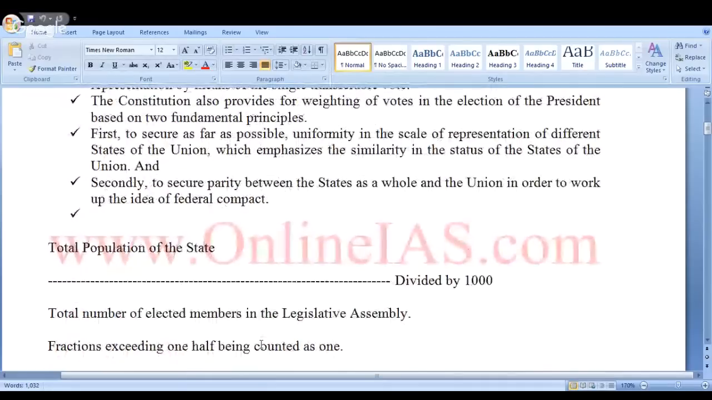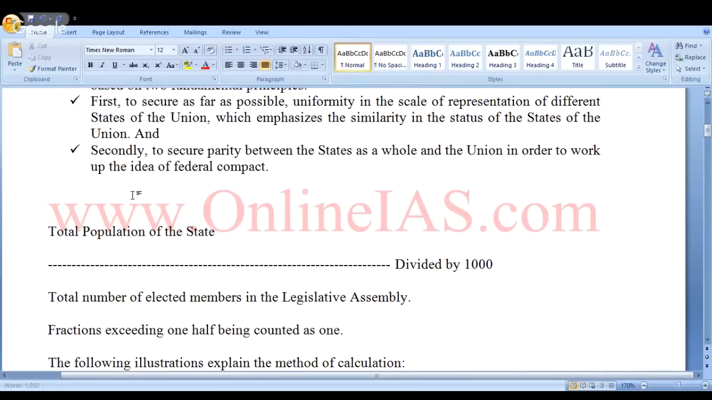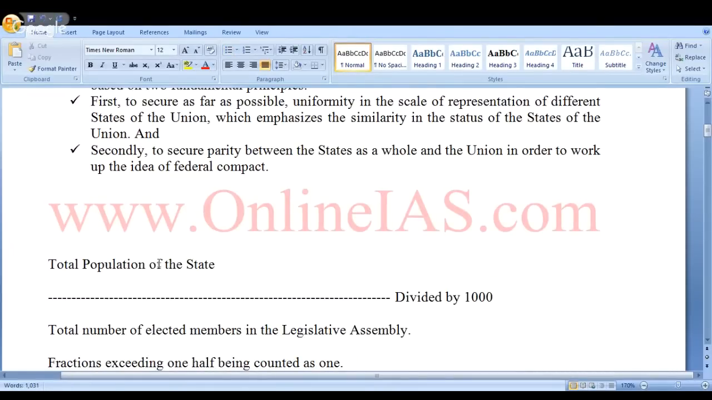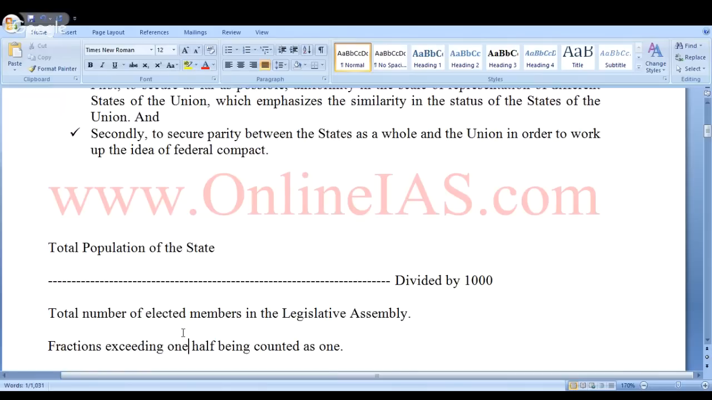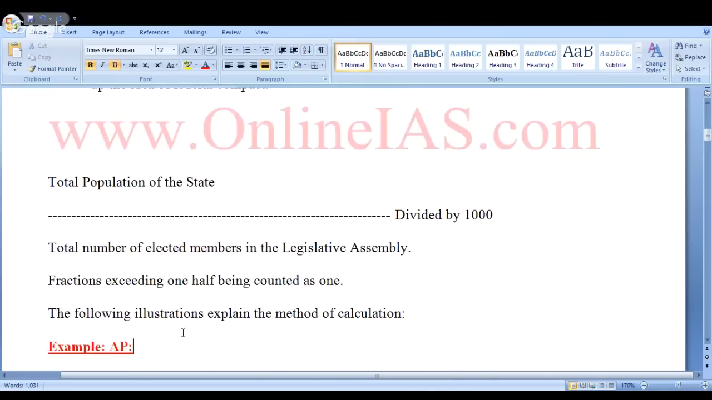Look at this. This is how you are calculating the vote value of an MLA. Total population of the state divided by total number of elected members in the legislative assembly, and you are getting some quotient. If that is divided by 1000, you are going to get the vote value of an MLA in a state. And if the remainder exceeds 1/2, that is counted as 1. I'll show you the example.